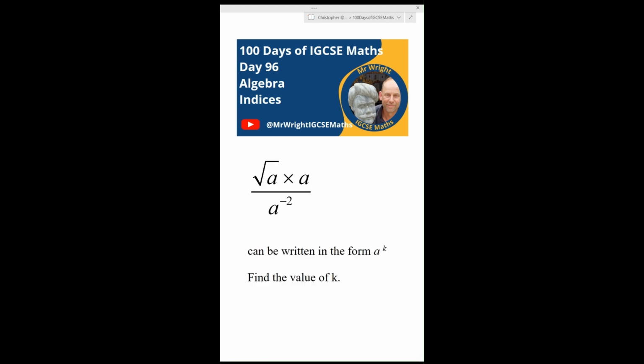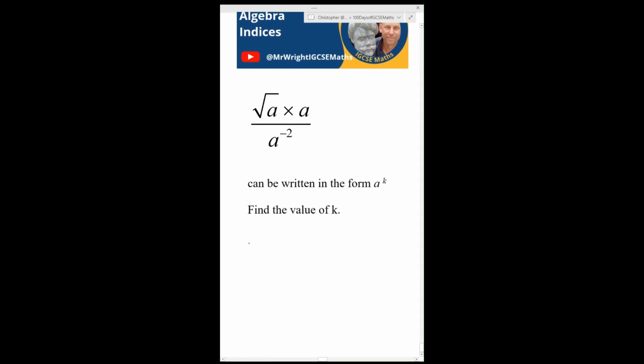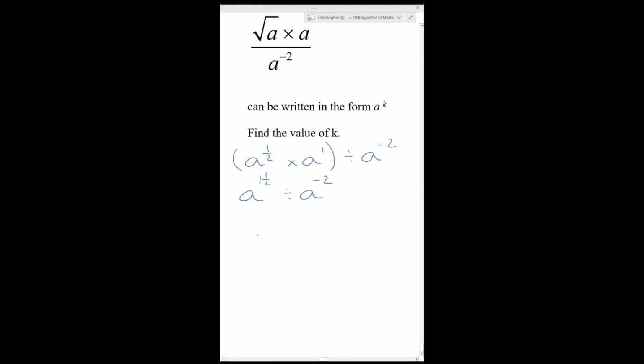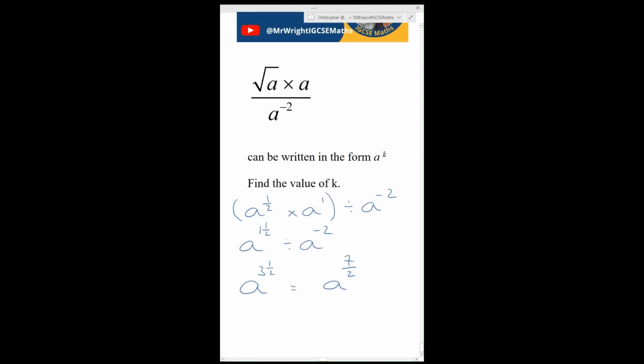Day 96, we're looking at indices or powers. Now's your chance to pause the film. Right, I've got a to the power of a half multiplied by a to the power of 1, and that's going to be divided by a to the power of minus 2. So I've got a to the power of 1.5, adding those indices, and now I'm going to have to subtract these indices. 1.5 minus minus 2 is 3.5, so my answer is a to the power of 3.5, which you could write as a to the power of 7 over 2.